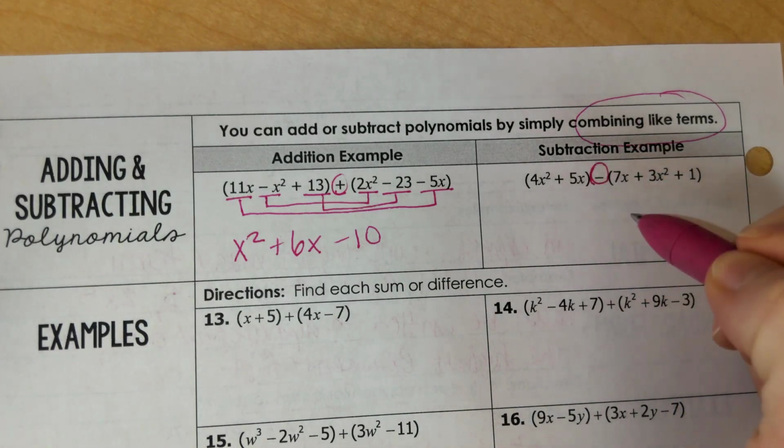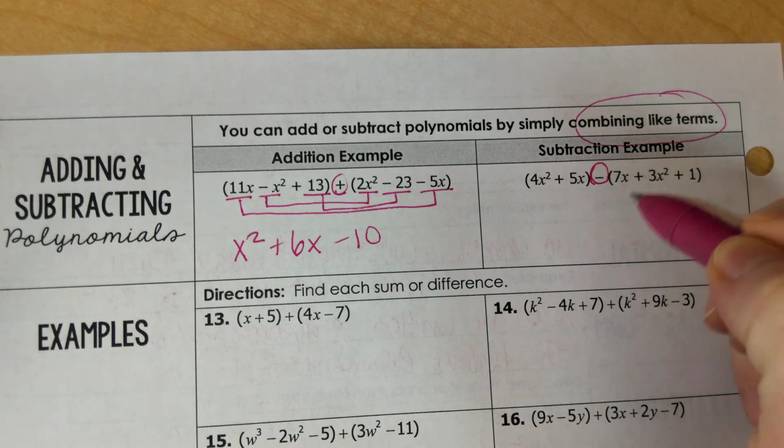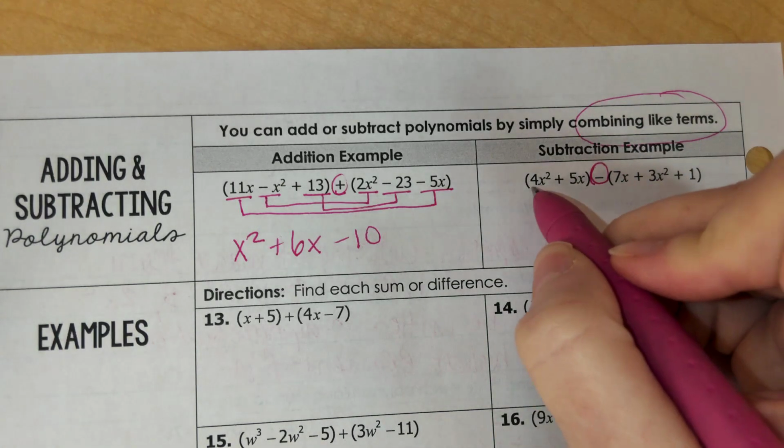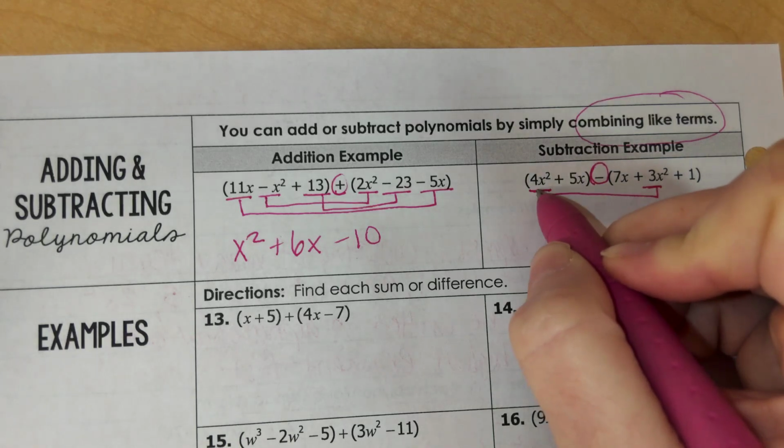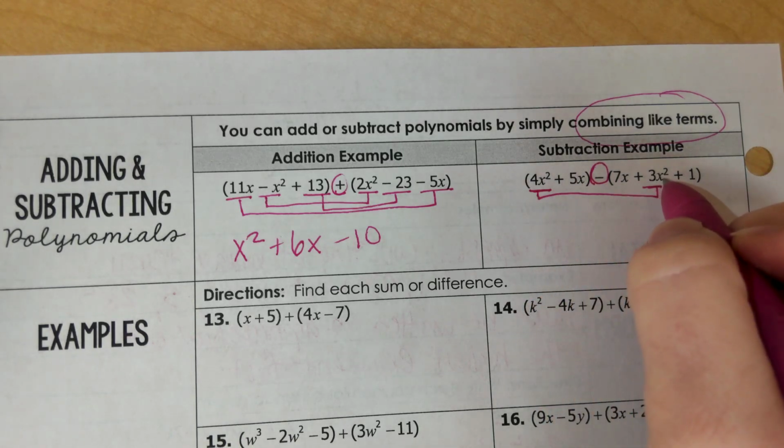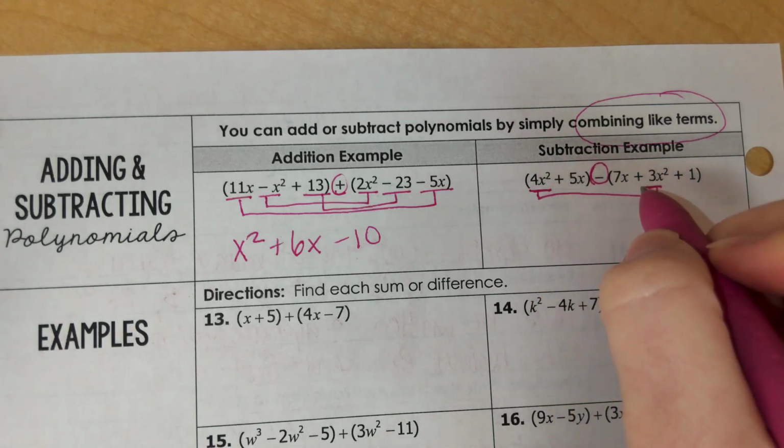So again, now we're going to be subtracting, so we're going to pay close attention to this. Again, I'm going to start with my highest exponent. So here I have an x squared and here I have an x squared. Because they have the same variable and exponent, I'm going to go ahead and subtract their coefficient.